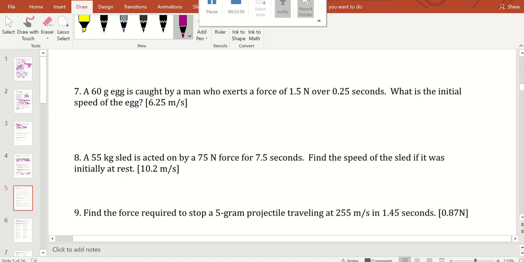At this time, you're going to go ahead and complete any pages or any problems on pages 1 through 5 that we have not done. That'll give you a chance to practice calculating impulse, time, force, mass, and change in velocity.